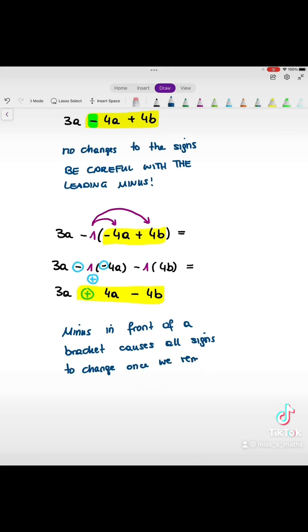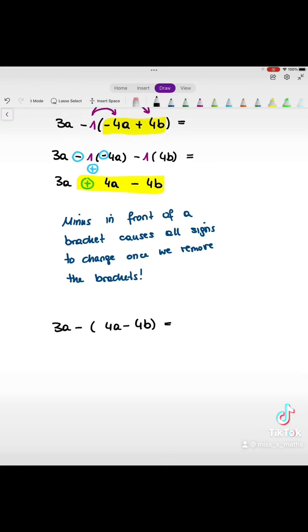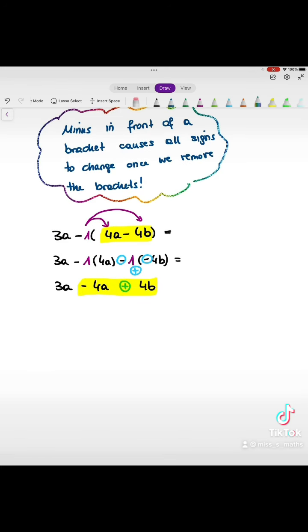Now that means our minus 4a just turned into a plus 4a, and the plus 4b turned into a minus 4b. So all the signs of my terms within the bracket have changed sign when I remove the bracket. So this is the rule: when you have a minus in front of your bracket, switch all pluses for minuses and all minuses for pluses. If we look at this next exercise here, we also have minus times a minus there in the second term, so the minus 4b now has a plus as a sign because of that minus times a minus situation.